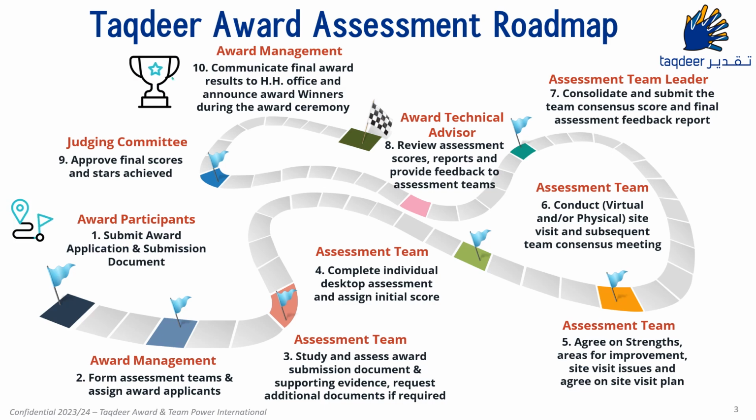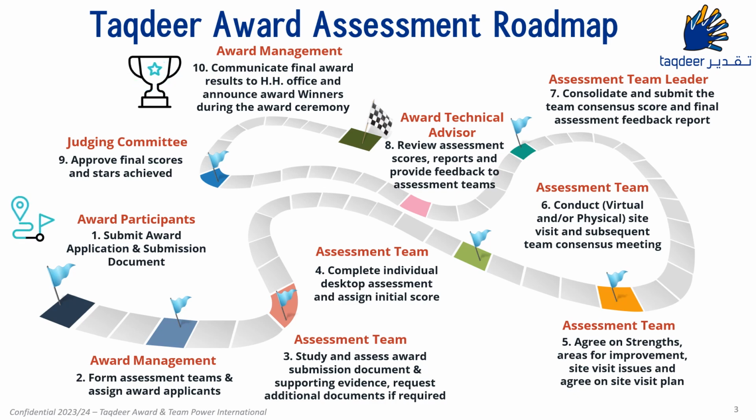7. Consolidation and submission. After the assessment team members agree and approve the final score and assessment report based on team consensus, the team leader, on behalf of the assessment team, consolidates and submits the team consensus score and the final assessment feedback report online to the award office. 8. Review by award technical advisor. After assessment teams submit their final scores and assessment reports, the award technical advisor reviews the reports and scores achieved, verifying results with the assessment team leaders when required. Feedback will be provided to assessment teams if major issues or discrepancies appear.